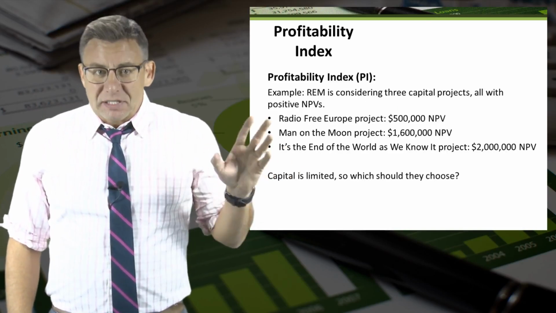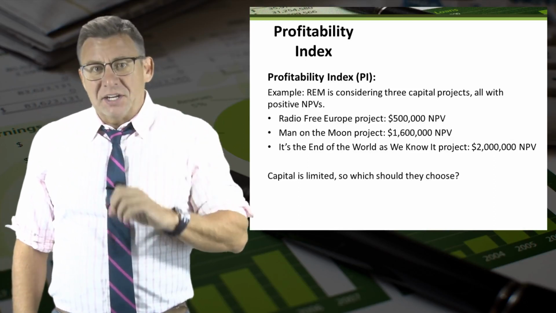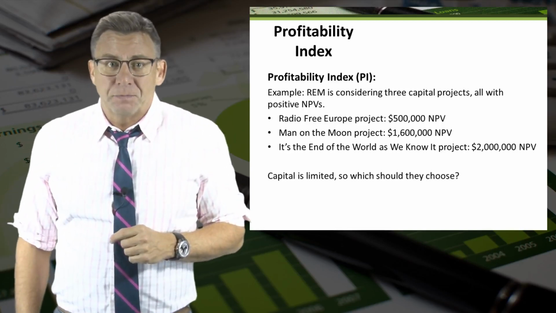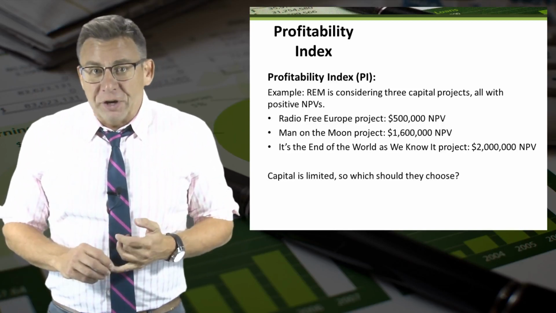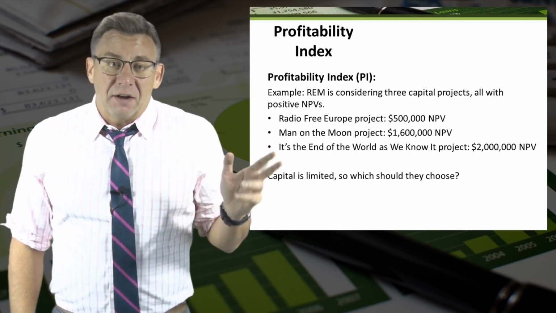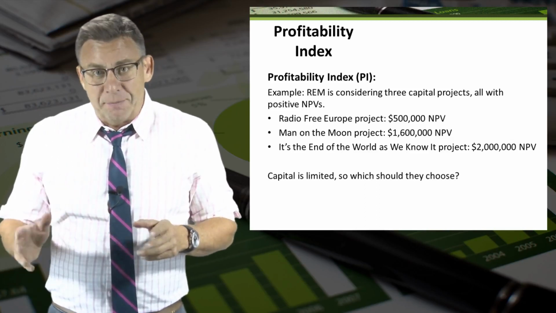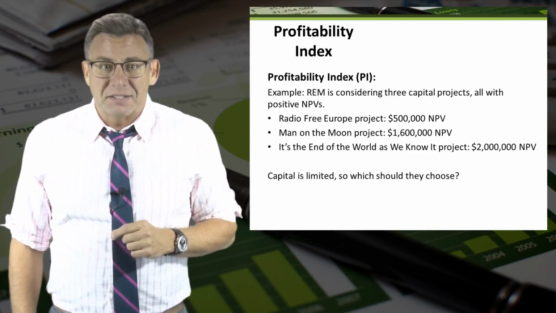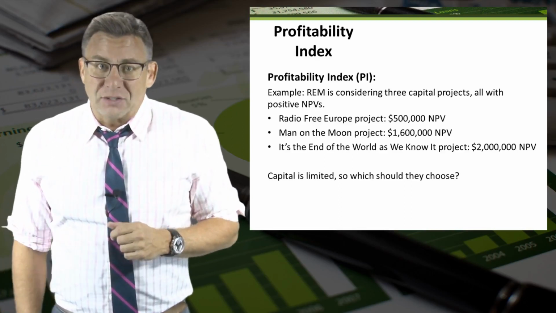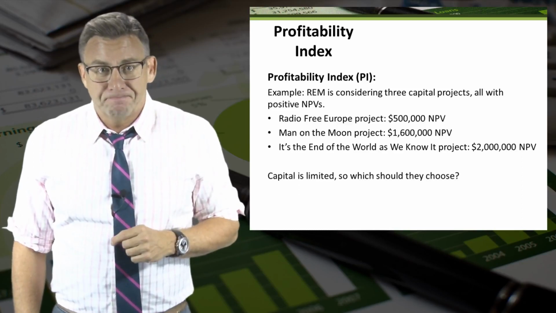I think an example is the best way to demonstrate this. REM is considering 3 capital projects, all with positive net present values. The Radio Free Europe project has a net present value of $500,000. The Man on the Moon project has a net present value of $1.6 million. And the It's the End of the World as We Know It project has a net present value of $2 million.